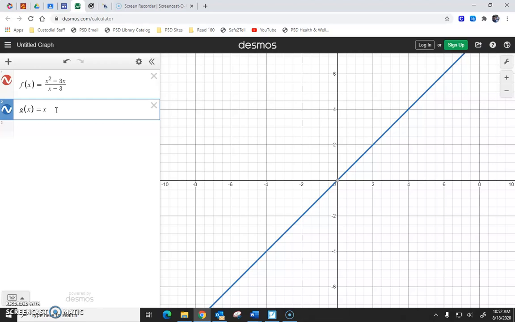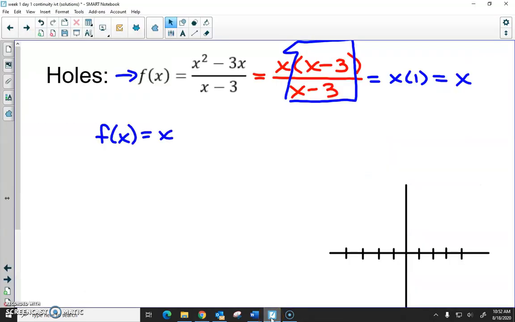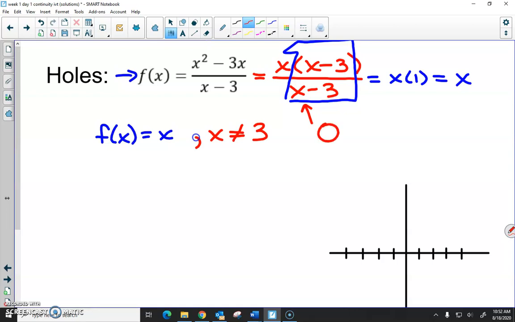So are they indeed actually exactly the same? Well, the answer to that is no. And the reason why, and this is something that you have to be very careful of, you cannot say that f of x is equal to x. What you can say, though, is that f of x here is equal to x for all values except x cannot equal 3. Well, why can't x equal 3? X can't equal 3 because if I plug in a 3, I'm going to get a denominator of 0.